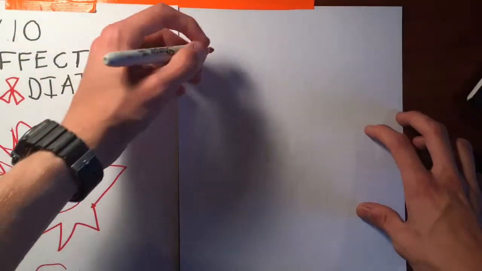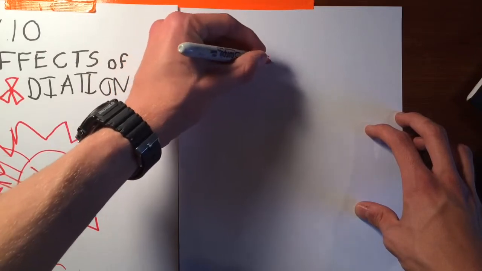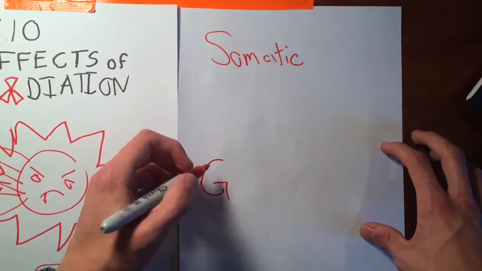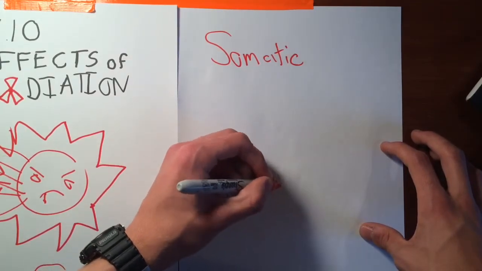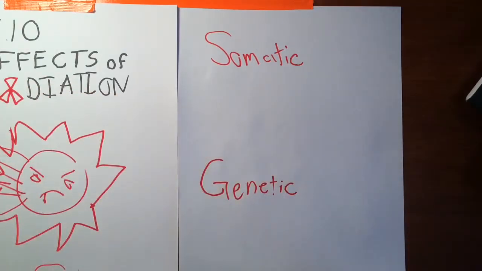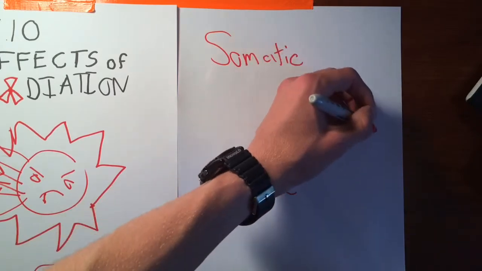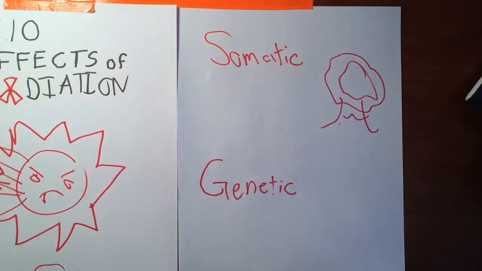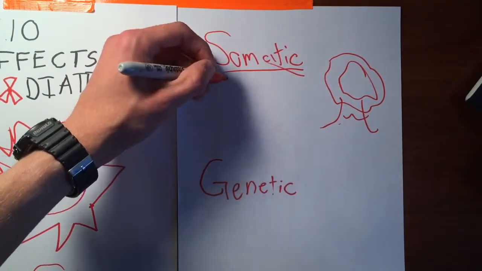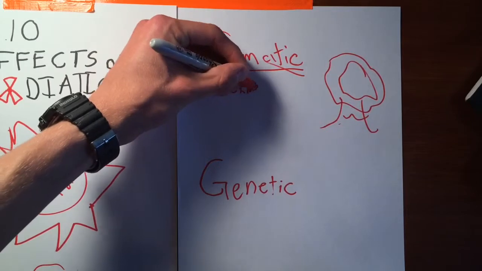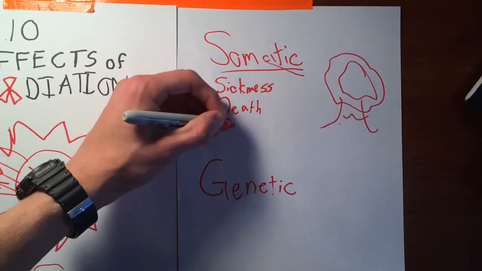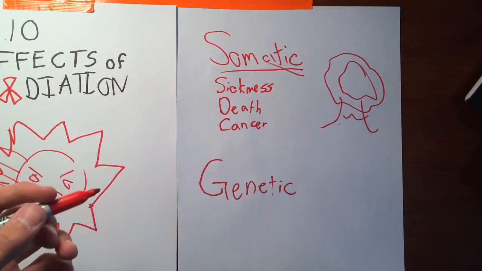So radiation is classified as somatic, for those of you wanting to know how to spell it, and genetic. So now, somatic is like, let's say, a nuclear bomb goes off. So this would be somatic. This is direct damage to the human body. So somatic radiation will cause sickness. It will also cause death. And the infamous cancer, as we all like to throw around.